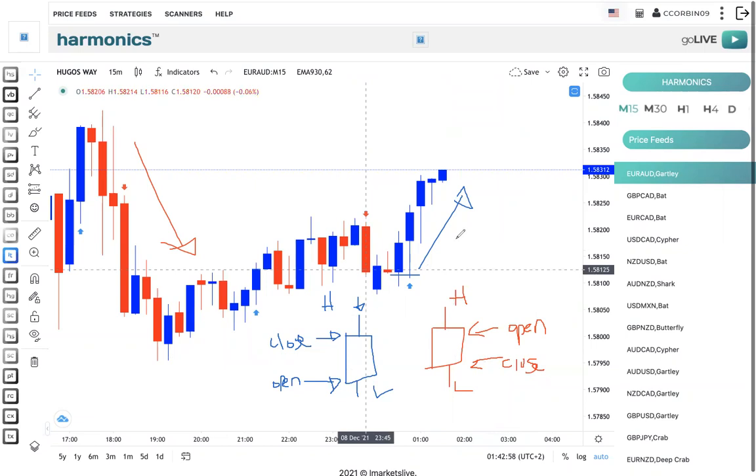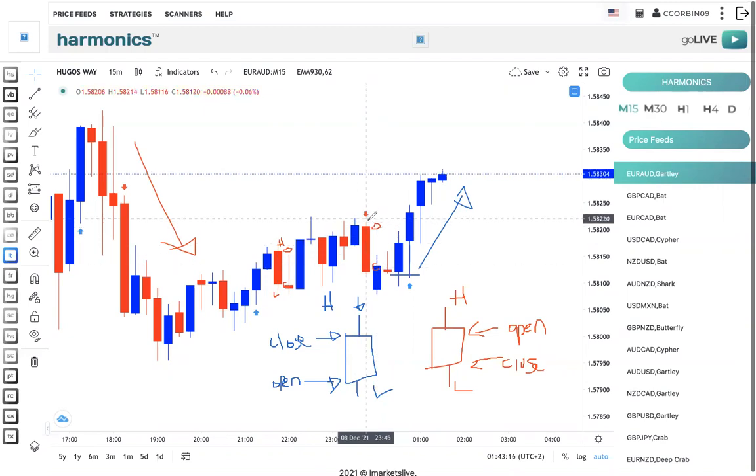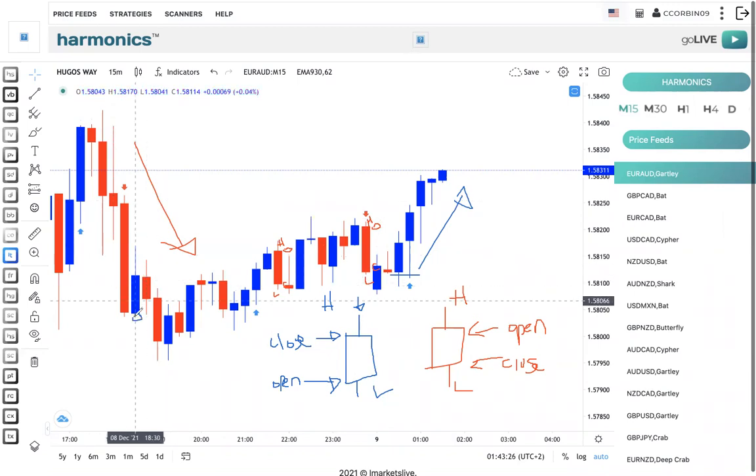So if you understand the four things that the candle is telling you right now, let's look at some real candles. If we're looking at this red candle, we have our open, our close, our high, and our low. I'm going to do another red candle. We have our open, our close, our high at the top of this wick, and we have our low. Same thing for the blue candles. We have our open, which is the flat bottom of the candle. We have our close, which is the flat top of the candle.